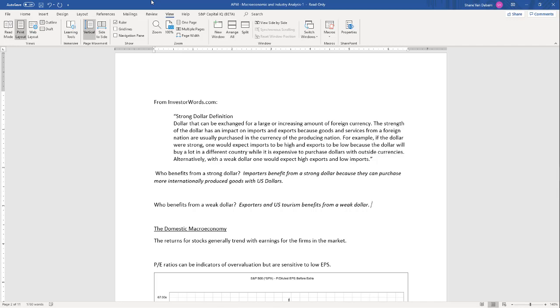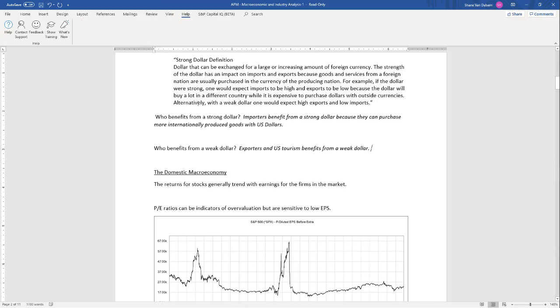It makes it easier for people to export things because, again, relatively, goods produced in the U.S. when we have a weak dollar are cheaper for people internationally. So by creating a weaker dollar, one desired effect is that U.S. exporters will be able to sell more overseas as a result of that.